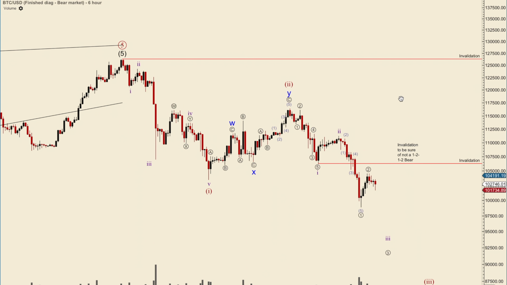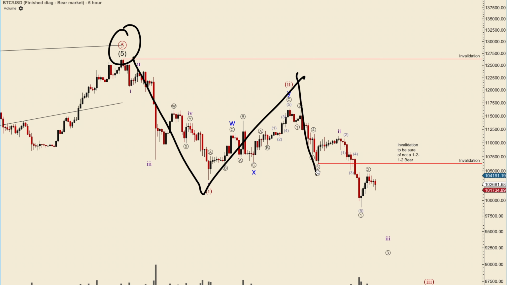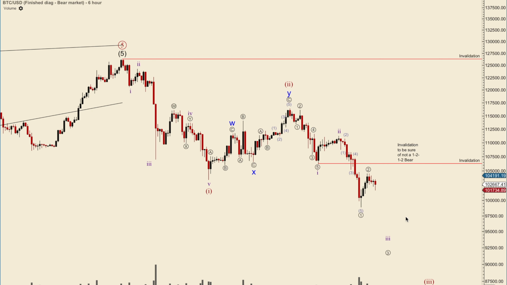So here we are finishing the bull market with an ending diagonal. And then we have a wave 1, 2, and then a wave 1, 2, 1, 2, 3, 4, 3, 4, 5, and so on. And this has a reasonably high probability because it counts better as a 1, 2 than a single 1, 2, 3, 4, 5.